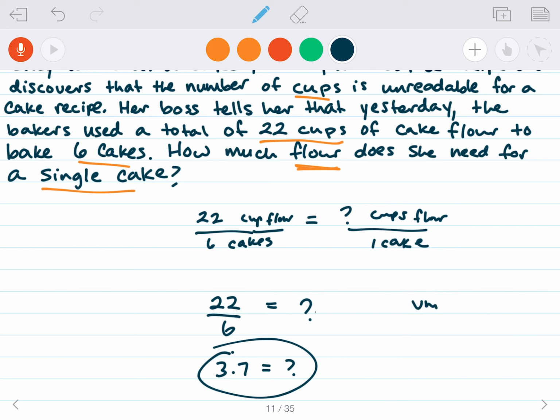So our unit rate is 3.7 cups of flour per, ran out of room, but the 1 cake should be on the bottom. Per 1 cake, that's our unit rate there.